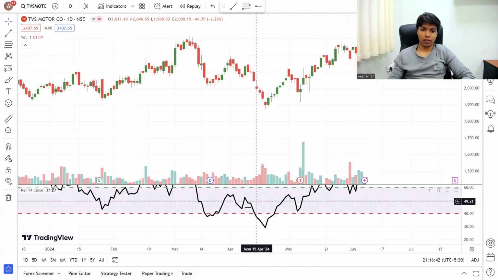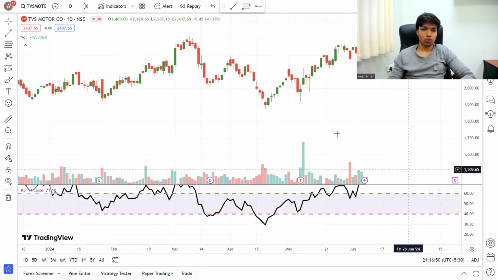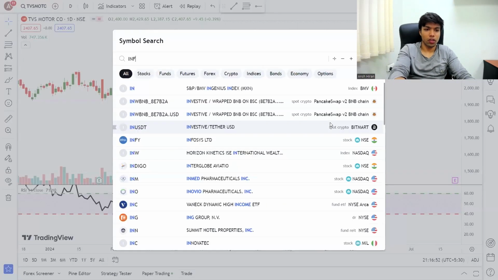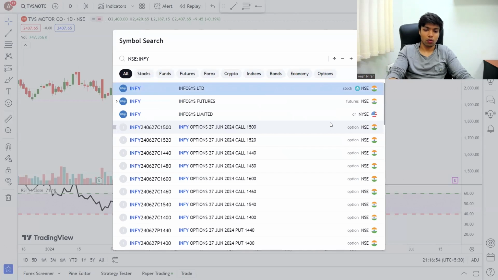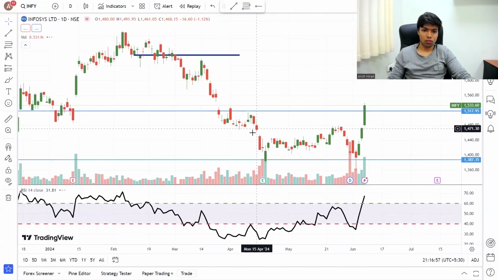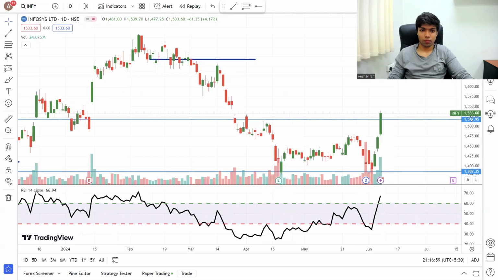RSI even went below 40 for some time, right? It means the market is very bearish. Look at this, the market went down. I'll show you a stock, Infosys, that was in a downtrend. Look at this. RSI went below 40. Here, look at the candle. The market went straight down, down, down, down, down.